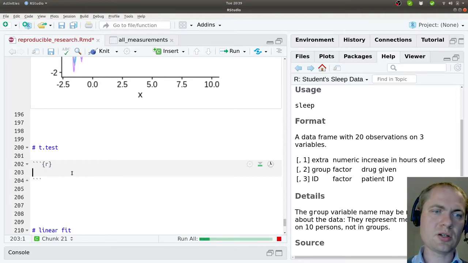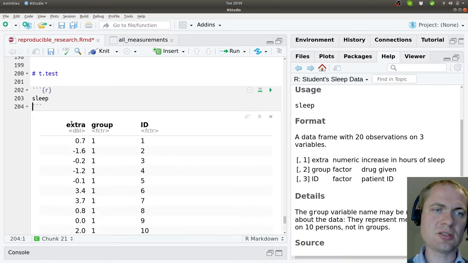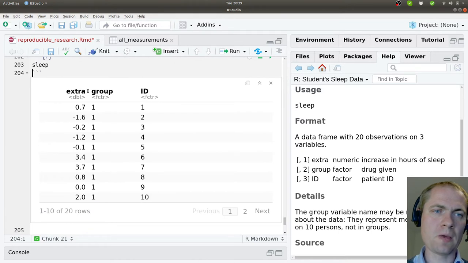Okay, let's take a look at how to use a t-test inside R. And for that, we need to look at some data. I found a data set named sleep, which I think works fine for this. The data in this data set consists of 20 observations of 10 different patients.